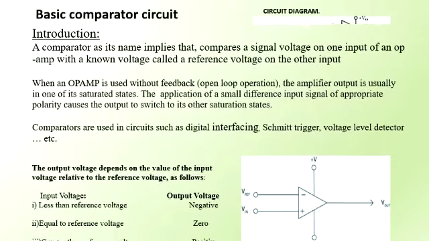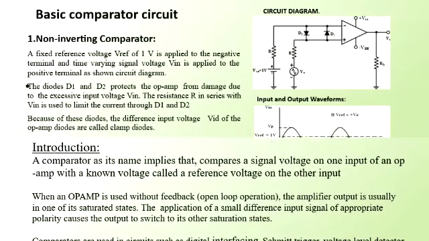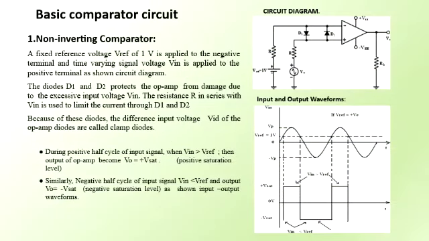The discussion about the basic comparator circuit. The first one is the non-inverting comparator circuit. Here is the non-inverting comparator circuit diagram as well as the input output waveform. In the circuit diagram, there are two types of voltage. One is the time varying signal voltage, and one is the fixed reference voltage.